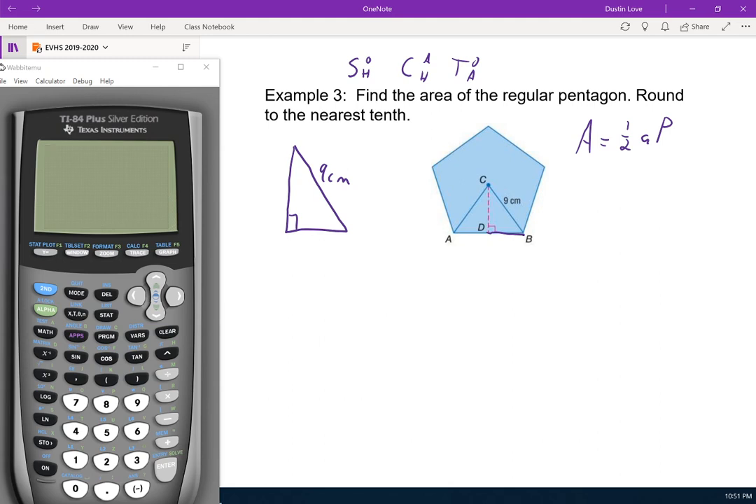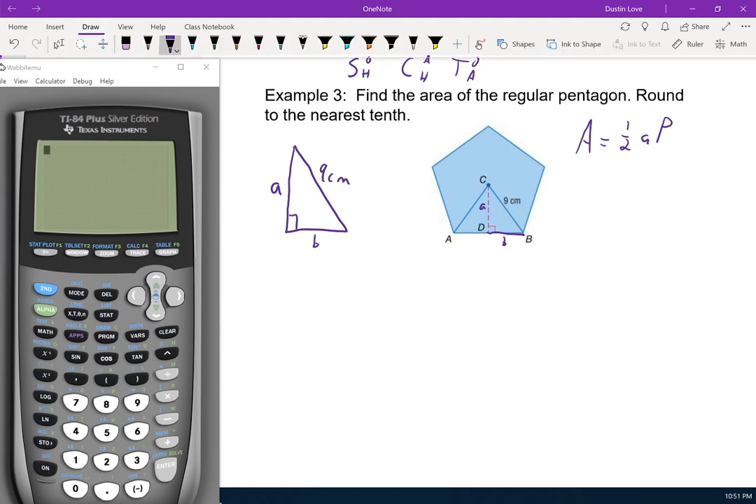So I need to know the apothem, which is here, which came from there, and then also the length of each side. Now, if I can find this one, I'm just going to label it B. I can multiply B times 2 to get the full length of AB. So our first step is going to be solving for A and B.